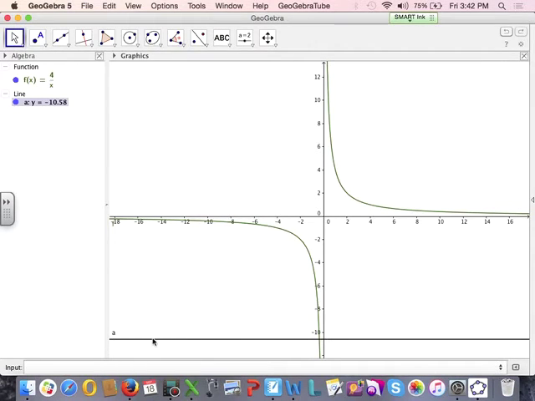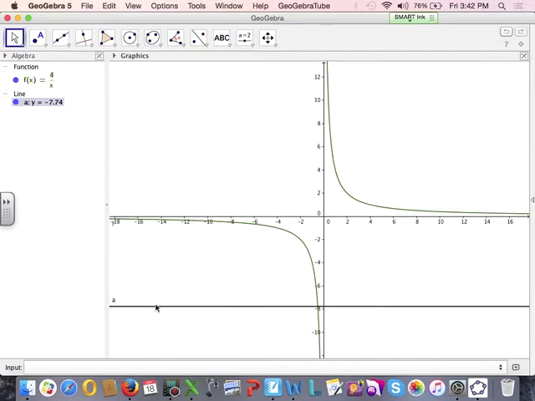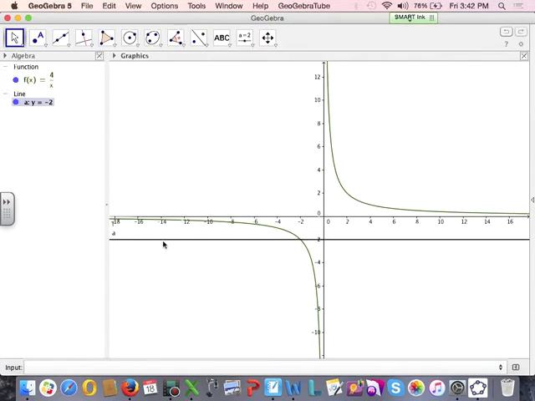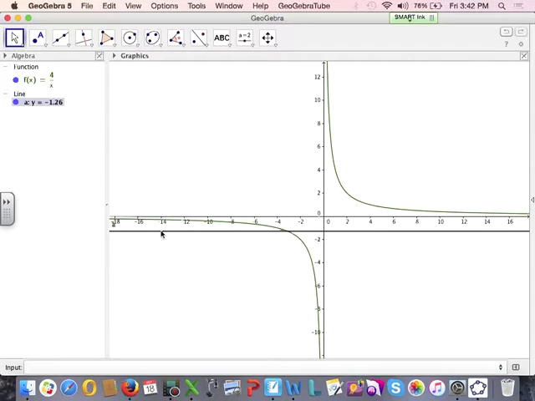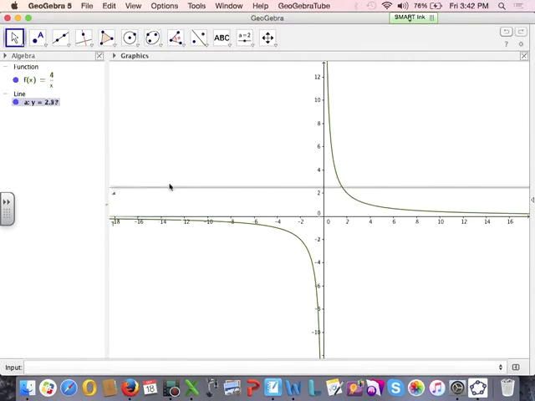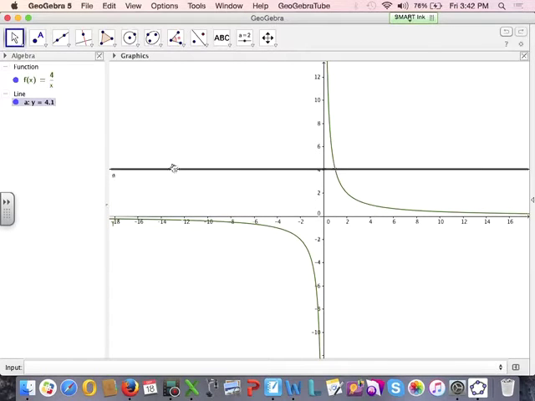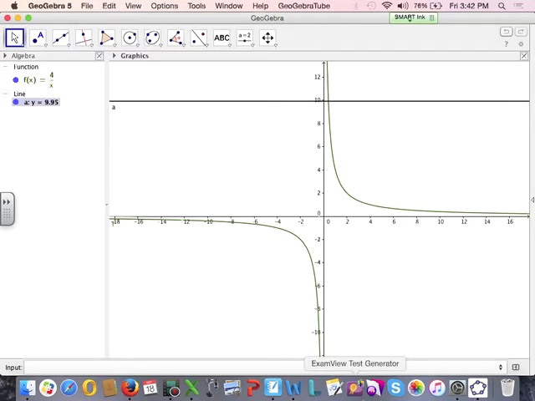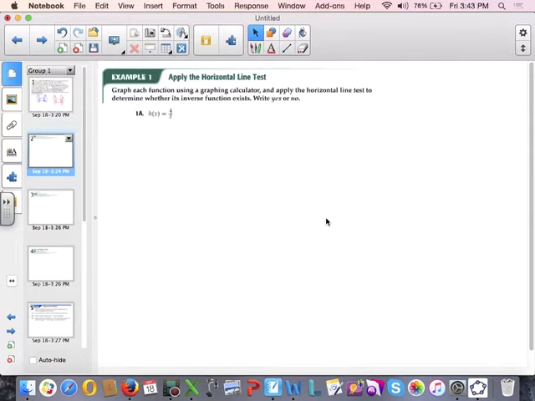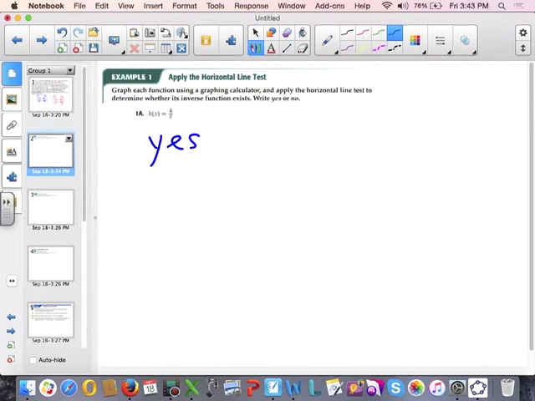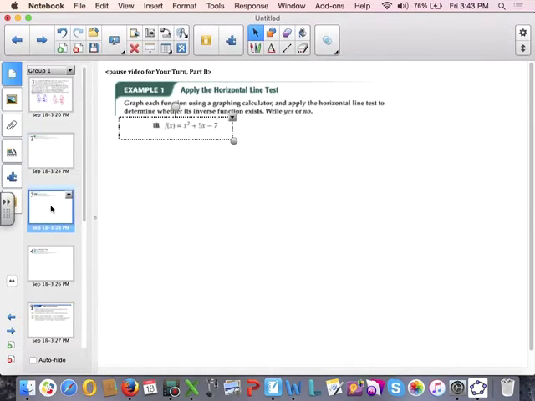So we're using the horizontal line test, and as you can see, I've graphed a horizontal line. It's right here. And I'm going to take my horizontal line and drag it up my function. And what I'd like you to be noticing is that at no point will I be intersecting my function more than once. And so you see that the instructions were simply asking, write yes or no. So the question once again was determine whether its inverse function exists. Yes, it will exist.